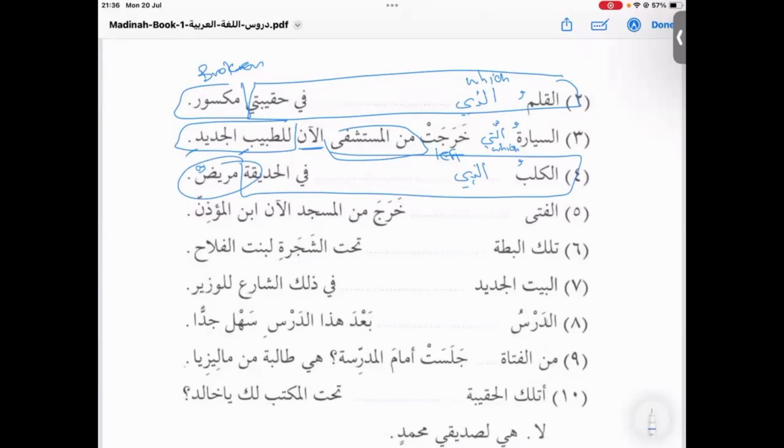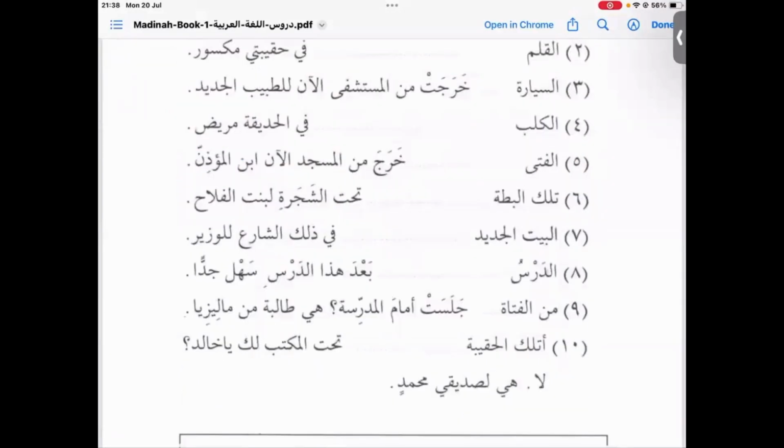Al-fata, the youngster, the teen. Al-fata alladhi, the young boy, the youngster. Alladhi, now obviously it's a human, so you can say who. The youngster who kharaja, came out of, exited, min al-masjid, from the masjid.